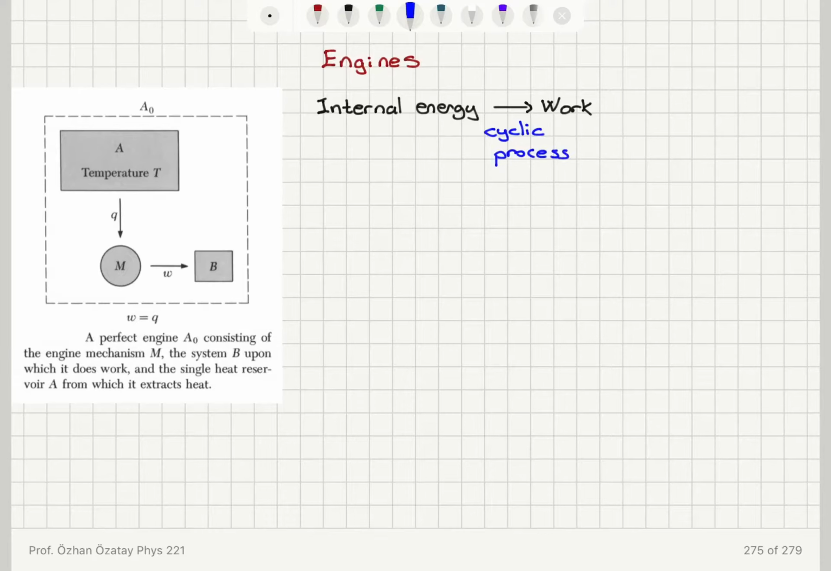And because entropy and internal energy are state variables, delta S in the process is zero, and the change in the internal energy of the engine is zero. So it's converting internal energy of a system to work. But there's no internal energy change in the engine itself.